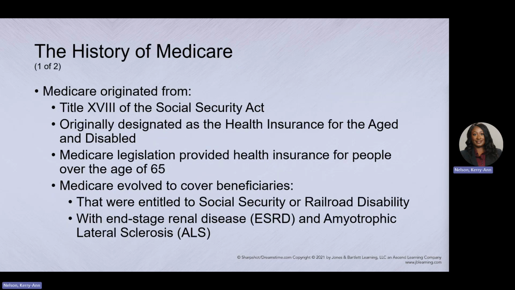So let's first touch on the history of Medicare. Medicare originated from Title 18 of the Social Security Act. It was originally designed as health insurance for the aged and the disabled. Medicare legislation provided health insurance for people over the age of 65, and it evolved to cover beneficiaries that were entitled to Social Security or railroad disability, or those with end-stage renal disease and ALS.